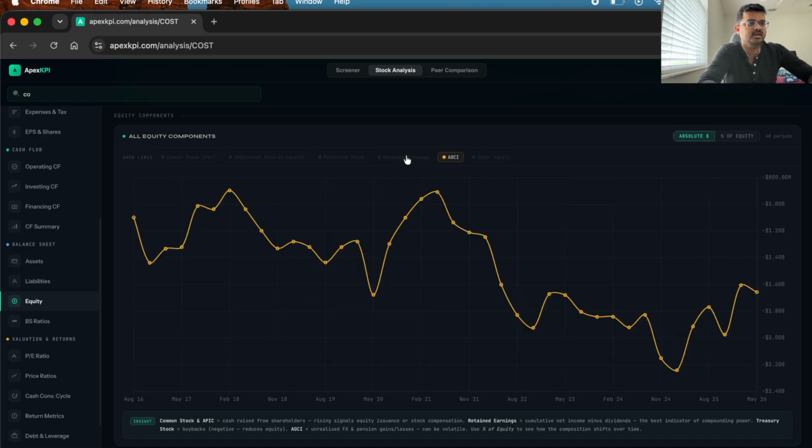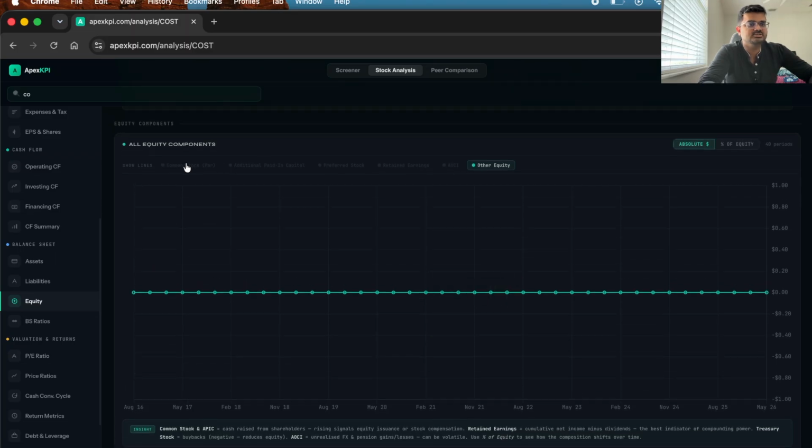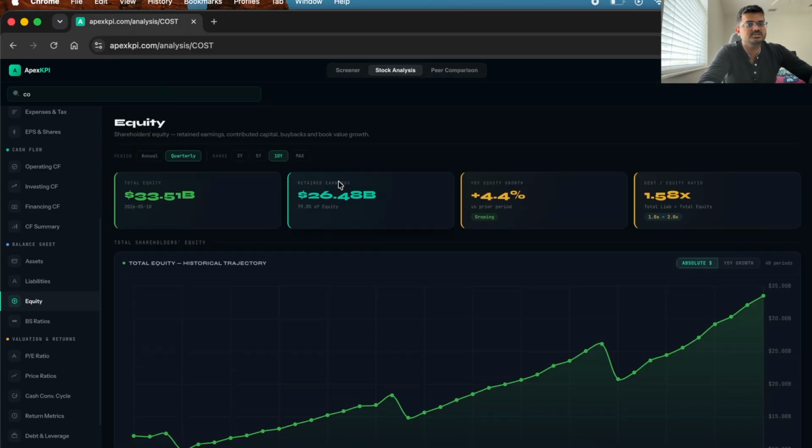The next one, AOCI, is a very minute value, hovering between negative $1 billion and negative $3 billion. And finally, they don't have anything as other equity. So this is the information we would like to get from the equity section of a balance sheet. Then finally, I would like to review some of the ratios.